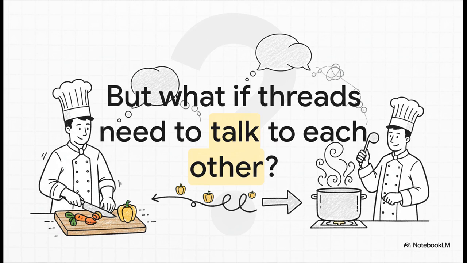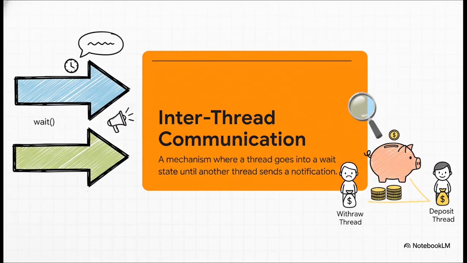Okay, so we've stopped our cooks from crashing into each other. That's great, but what if they actually need to coordinate? What if one cook finishes chopping the vegetables and needs to tell the other cook, hey, it's time to add these to the soup? This is where interthread communication comes in. Java gives us these cool methods called wait and notify. This lets one thread basically pause itself and say, okay, I'm going to wait right here until I get a signal. Then another thread can finish its job and send that signal using notify to wake the first one up.